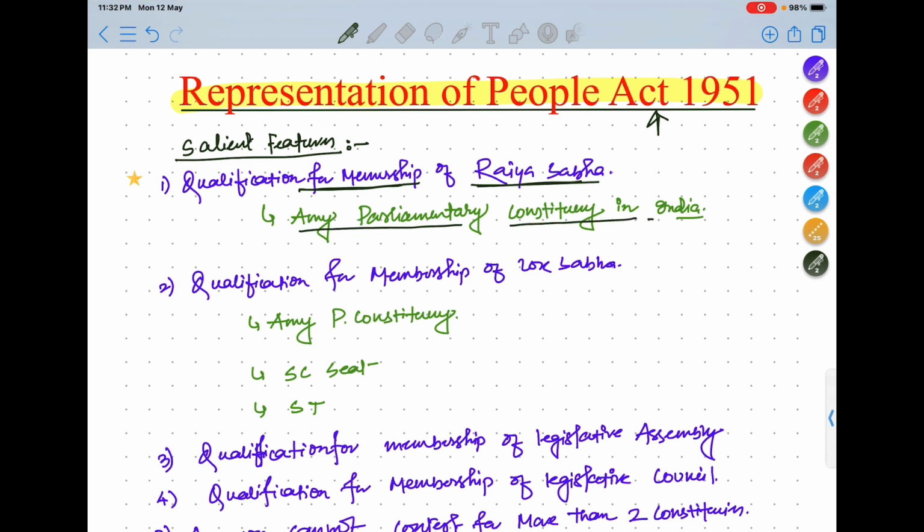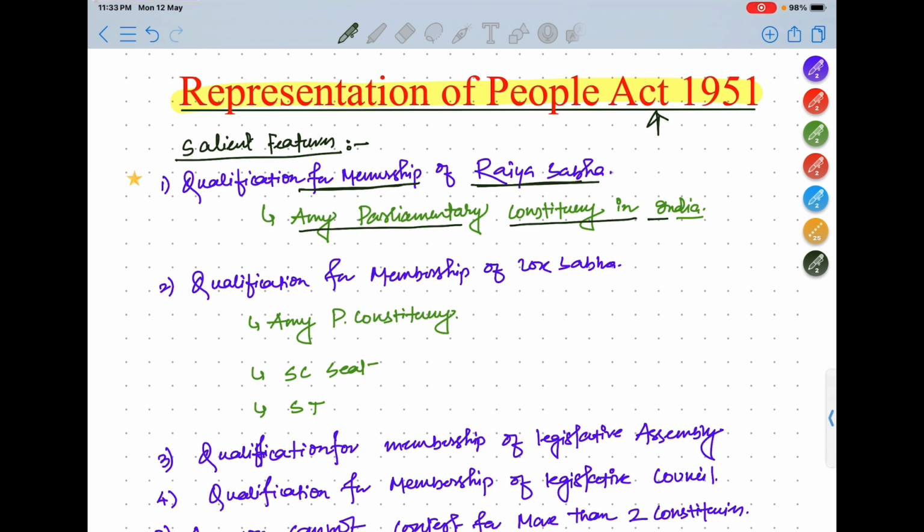Any parliamentary constituency in India. Okay, so if you want to be a member of Rajya Sabha, it says it is not necessary that it be of that particular state where he is contesting. What does it mean? It means, suppose I am from Tripura and I want to contest from Punjab. So this act RPA 1951 allows me to do so. So anyone from any constituency in the country can opt for that constituency.